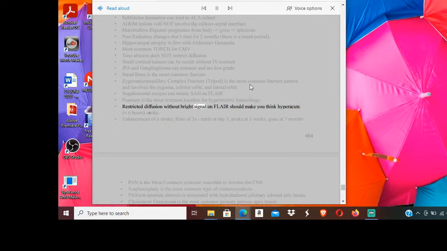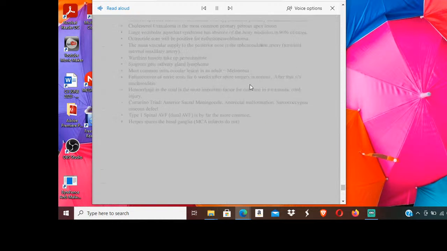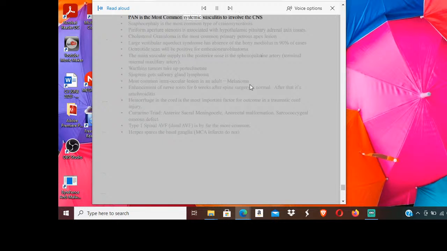Restricted diffusion without bright signal on FLAIR should make you think hyperacute, under 6 hours, stroke. Enhancement of a stroke, rule of threes: starts at day 3, peaks at 3 weeks, gone at 3 months. 484.